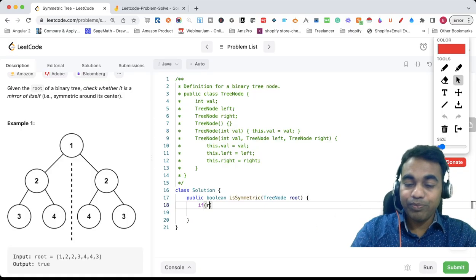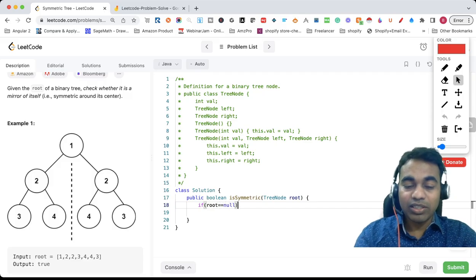If root equal to null, so this is the base condition. You can discuss with your interviewer whether root can be null or not, but for this case we are just returning true. Okay, so then I will call that maybe, okay, isSymmetricTree.